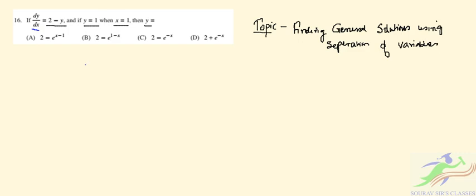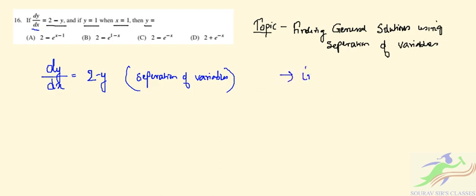Now we have to solve this problem. This differential equation can be solved using separation of variables and the initial condition to determine the appropriate value for the arbitrary constant. Here we have been given dy/dx equal to 2 minus y, which should be solved by separation of variables, and the initial conditions are given: x equal to 1 when y is equal to 1.